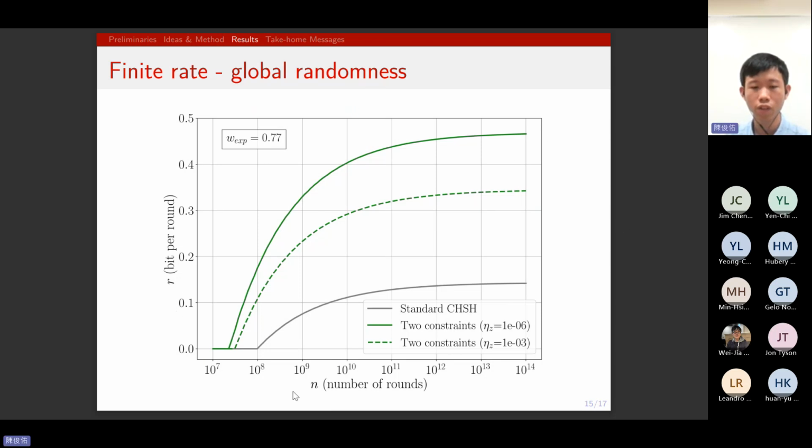You can see that for the same number of rounds, both cases with the zero probability constraint outperform the standard one. They also have a smaller minimal required number of rounds. I just want to note that all the lines I plot here consider a winning probability close to the classical bound. I set the winning probability to 0.77 here.